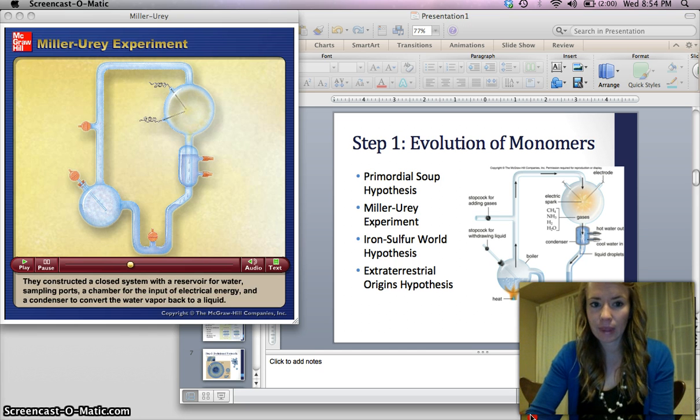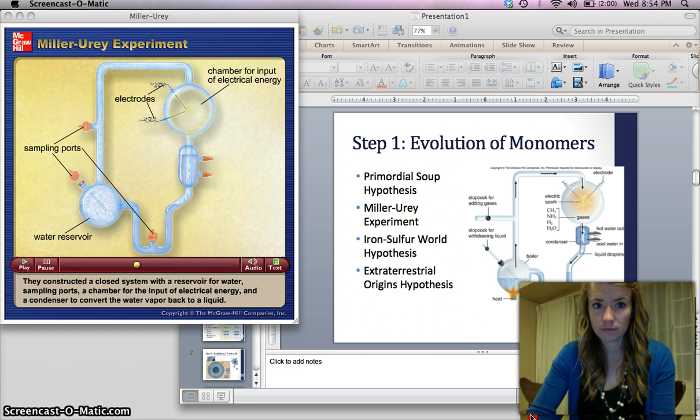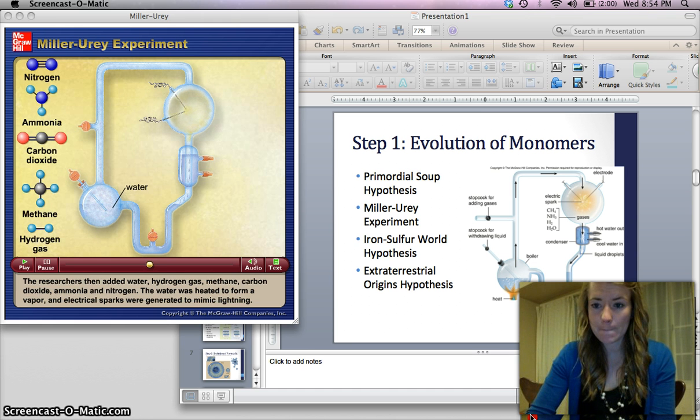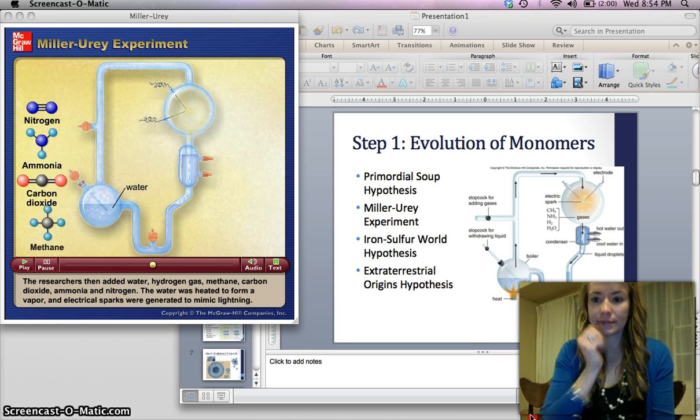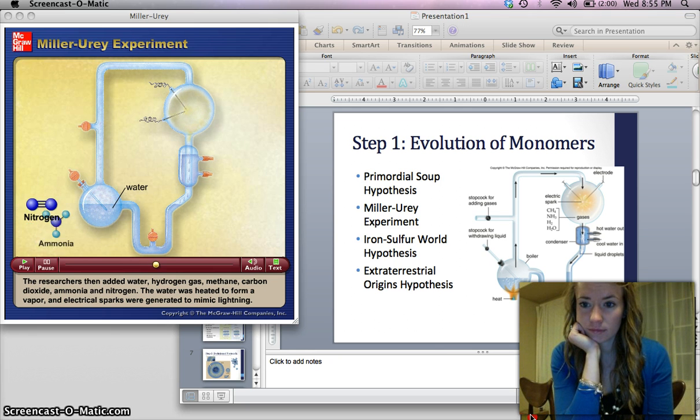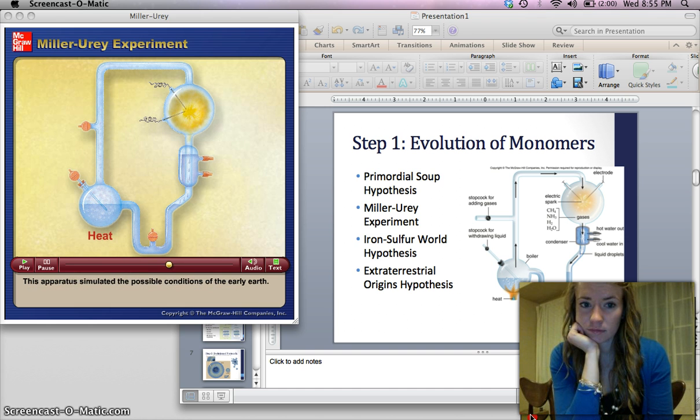They constructed a closed system with a reservoir for water, sampling ports, a chamber for the input of electrical energy, and a condenser to convert the water vapor back to a liquid. The researchers then added water, hydrogen gas, methane, carbon dioxide, ammonia, and nitrogen. The water was heated to form a vapor, and electrical sparks were generated to mimic lightning. This apparatus simulated the possible conditions of the early Earth.